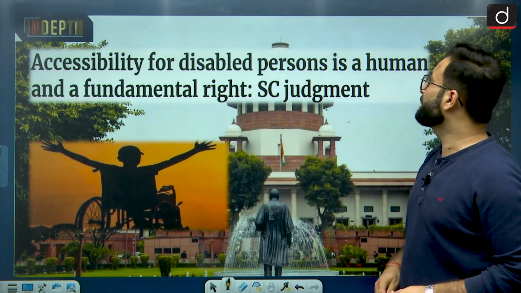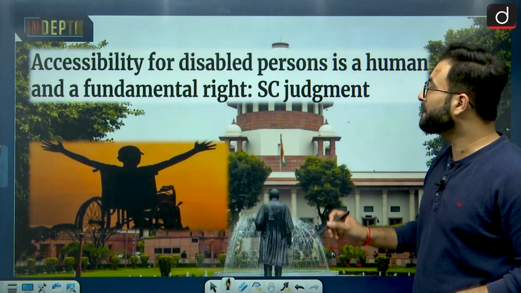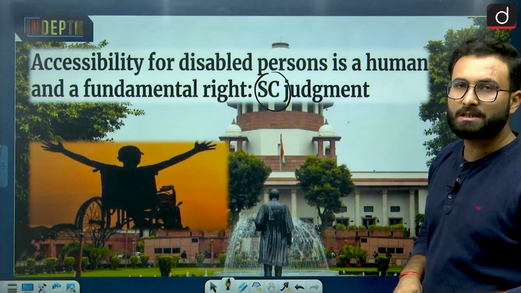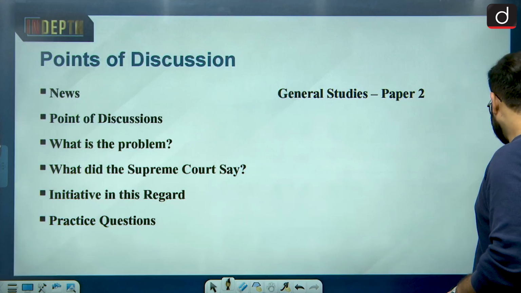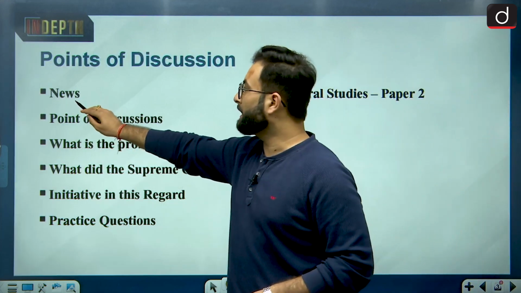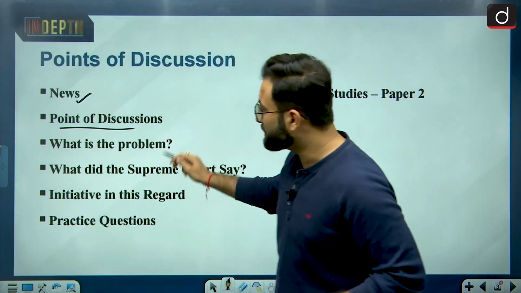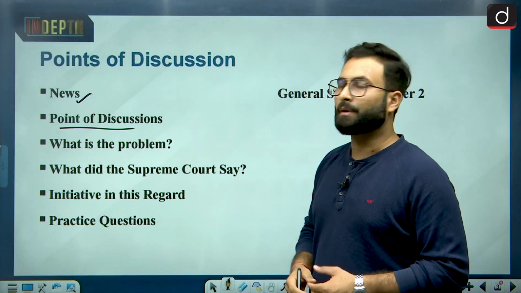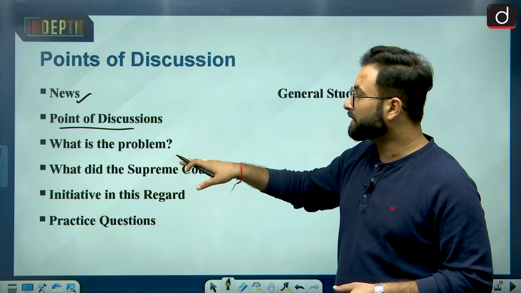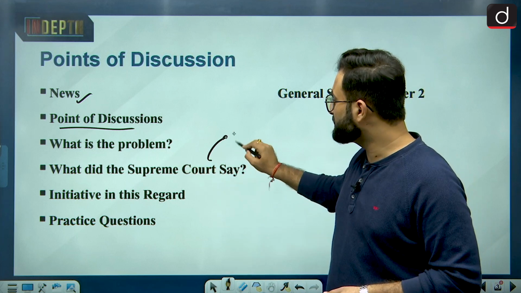Accessibility for disabled persons is a human and a fundamental right, says Supreme Court. This is the crux of the judgment. We will be talking about that in detail. Okay, so now let's start. Here we will be talking about the news first. And after that, the points of discussion are basically what is the problem, what are the challenges being faced by persons with disabilities, then what did the Supreme Court say. We will be talking about the judgment over here.